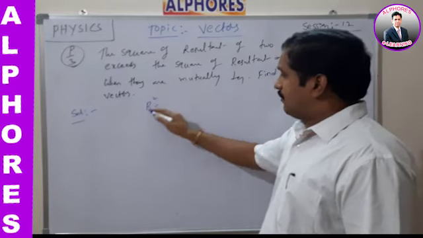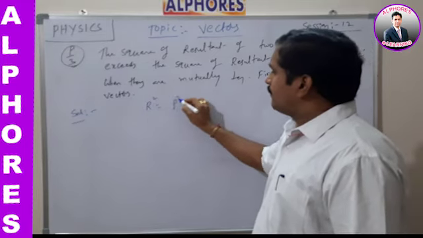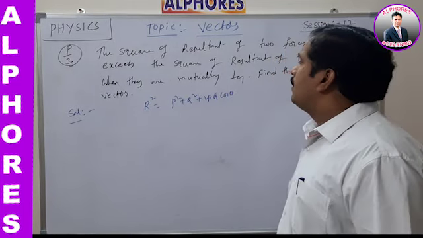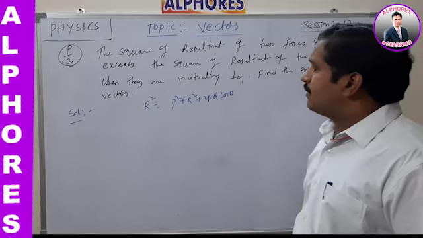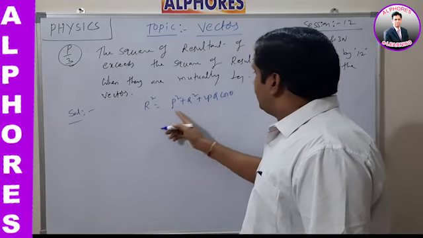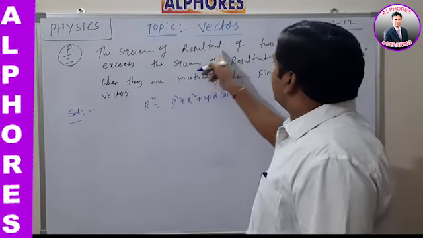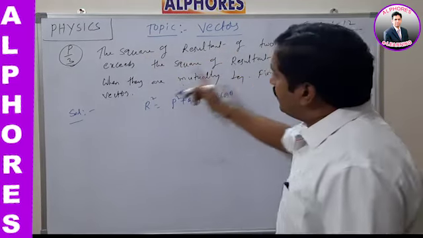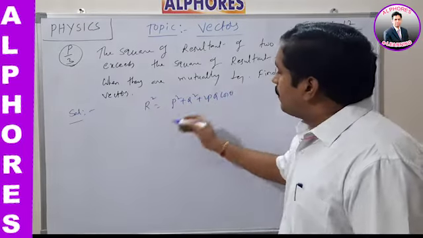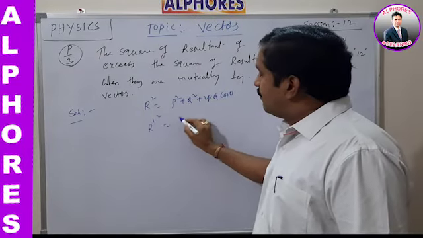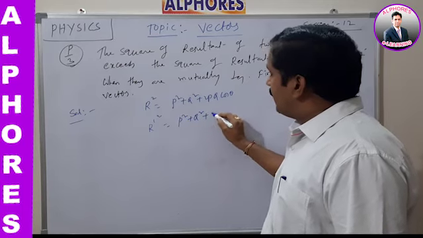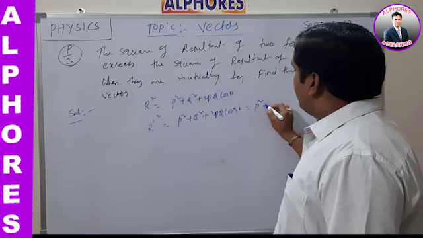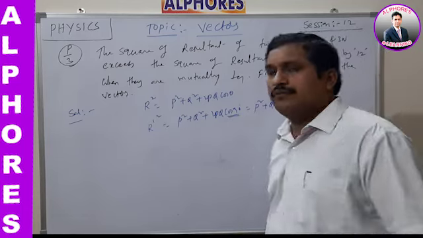What is the resultant here? R square is equal to, squaring, P square plus Q square plus 2PQ cos theta. Now I have to substitute these values in this equation. The square of the resultant of two forces exceeds the square of the resultant of two forces by 12 when they are mutually perpendicular. Mutually perpendicular means the resultant is root of P square plus Q square plus 2PQ cos 90, which is only P square plus Q square, because cos 90 goes to 0.